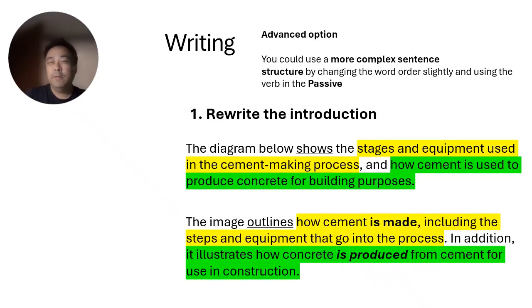Now, if you feel that your grammar and vocabulary range is strong enough, you can try using more complex sentence structures. For instance, we can change the word order and the word form, or we could change from active to passive voice. Pause the video if you want to read the more advanced version of paraphrasing.